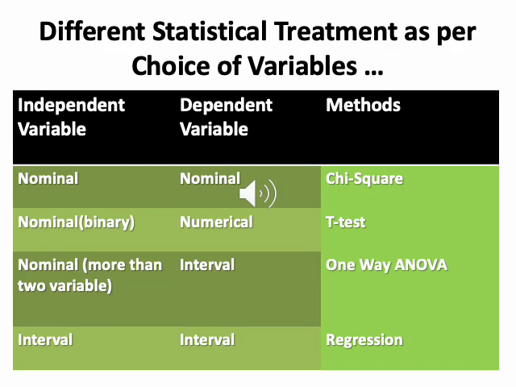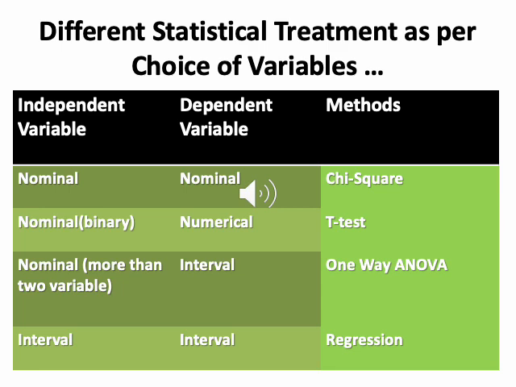So once we understand about variables, it becomes easier for us to decide what kind of further statistical treatment we want to give to these variables. Any test is nothing but the comparison between variables. If we are comparing a nominal with a nominal variable, we will use a chi-square test. Similarly, if we are comparing a nominal with a numerical variable, we will use a t-test, and so on.